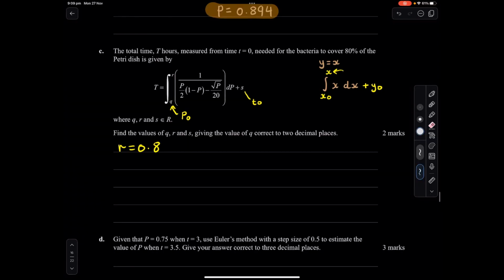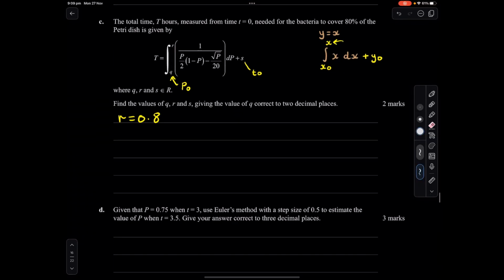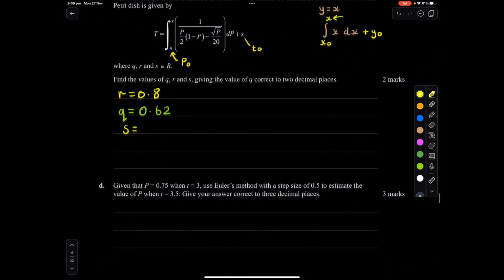So we just got our Q value. Your Q value to 2 decimal places is 0.62. And what is our T naught? Our T naught is 1. Remember, we are putting 1 when T is equal to 1. Yeah, those are your values.